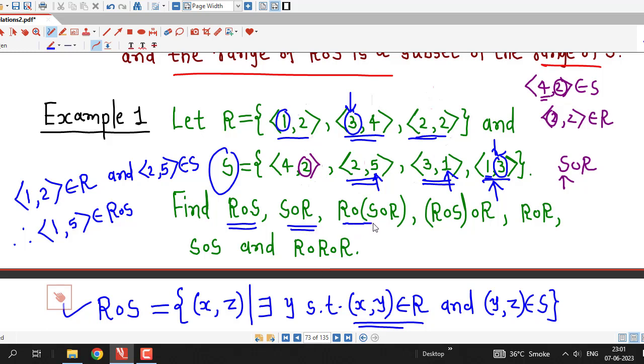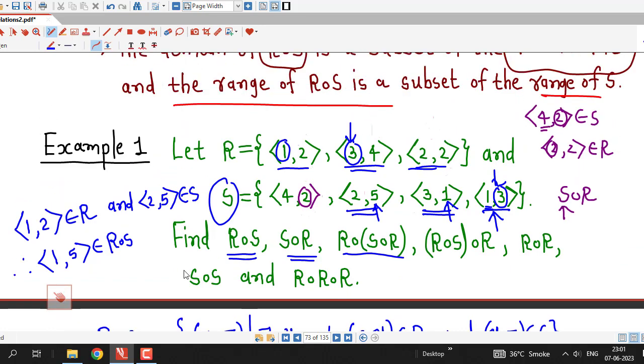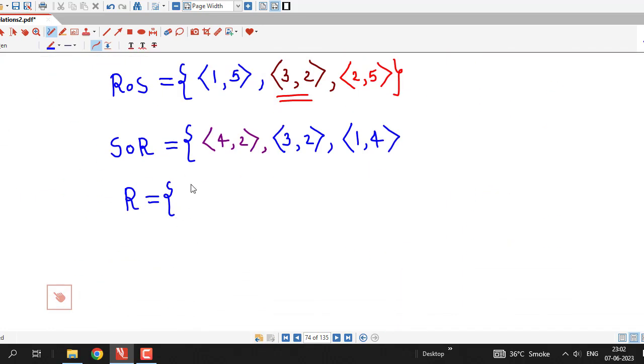Now we have to write R composite S composite R. I have obtained S composite R, and let me write relation R again here. In relation R we have 1 2, 3 4 and 2 2.